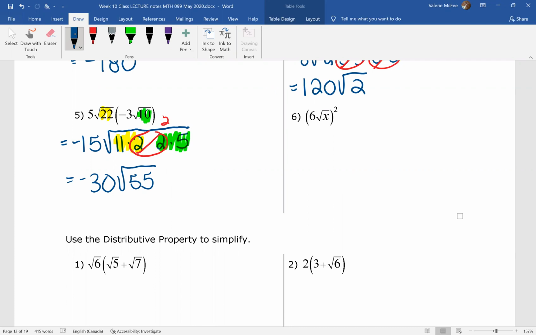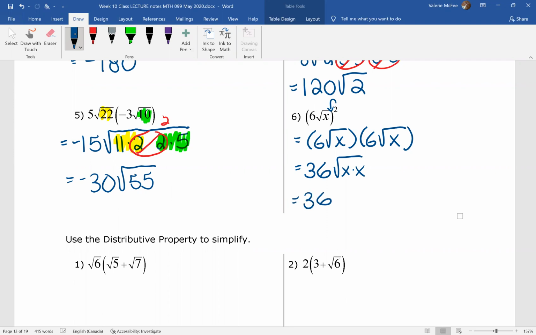What about 6 times the root of x all squared? Remember, the 2 is beside the bracket. That means we're multiplying everything in the bracket by itself 2 times. Again, we can multiply the integers outside. 6 times 6 is 36. And we know what the root of x times the root of x is. We had that property we talked about a couple of lessons ago, that equals x. Again, practice these before moving on to the next lesson.